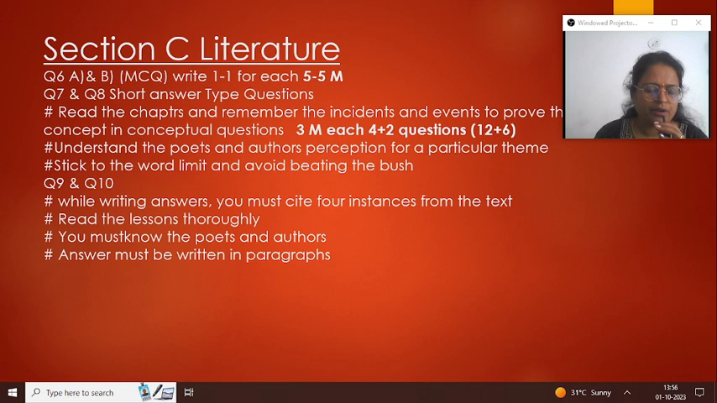Okay. Then question number 9 and 10. While writing answers, you must cite 4 instances from the text. Now you say, ma'am, I have written a bigger 6 marks answer, but why didn't I get marks? Events. Cite what happened in that story. They ask you in that manner only. So 4 instances, 4 events, 4 proofs, if it is asked.